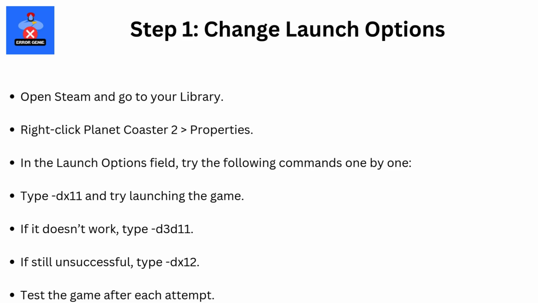Step 1. Change launch options. Open Steam and go to your library. Right-click Planet Coaster 2, then Properties. In the Launch Options field, try the following commands one by one. Type -dx11 and try launching the game. If it doesn't work, type -d3d11. If still unsuccessful, type -dx12. Test the game after each attempt.